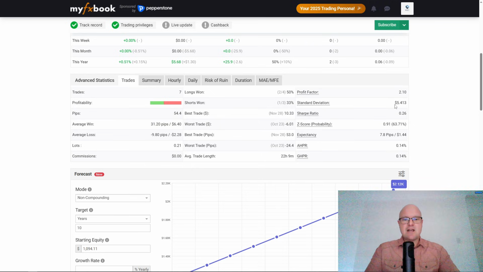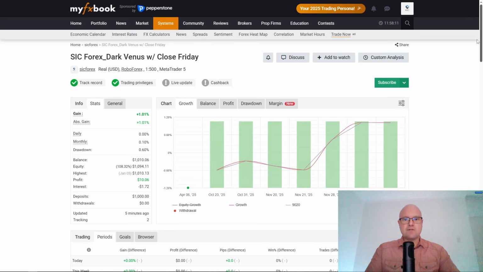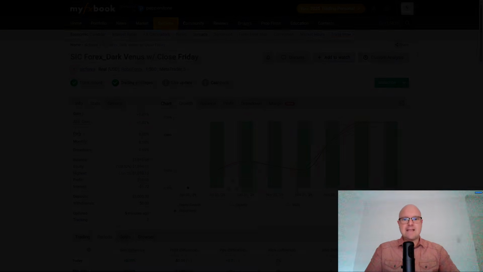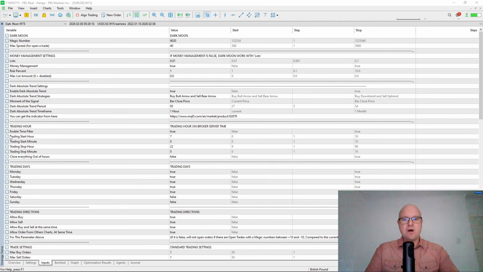So this is a set file called number 9020, and if we look at the exact settings I was using on the USD CAD, I was running it on the 15-minute time frame using a fixed lot of 0.03, and for the money management you can also select the option of true and then set a risk percentage according to your own preferences.